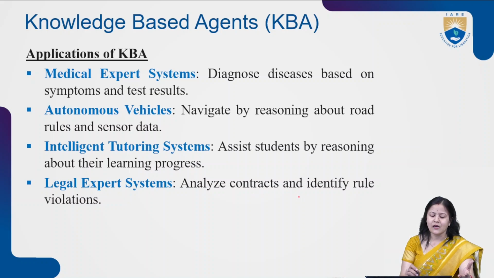So all of these, like medical expert systems, autonomous vehicle systems, intelligent tutoring systems, or legal expert systems, even our Alexa or the robot, everything is considered a knowledge-based agent. Every one of them is considered a knowledge-based agent because they have the knowledge and store the knowledge from the environment. Based upon the knowledge, the inference engine takes the decision and performs the action. I mean, it derives the valid conclusion from the existing knowledge.